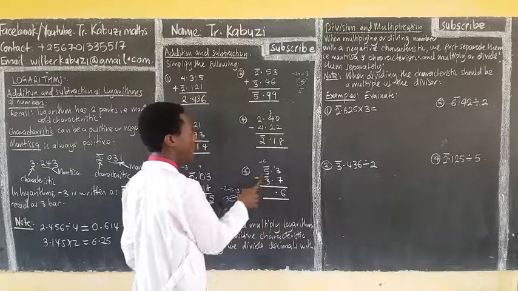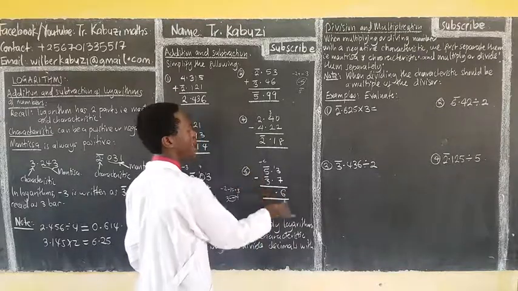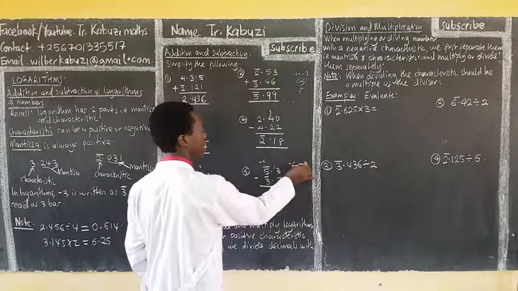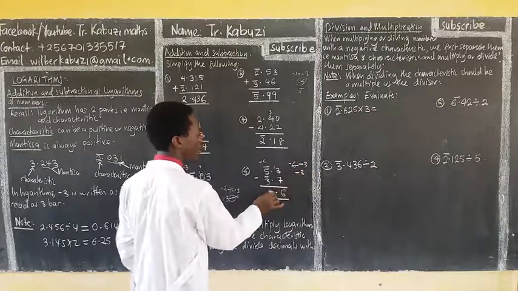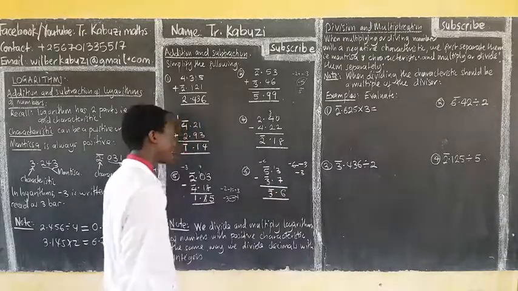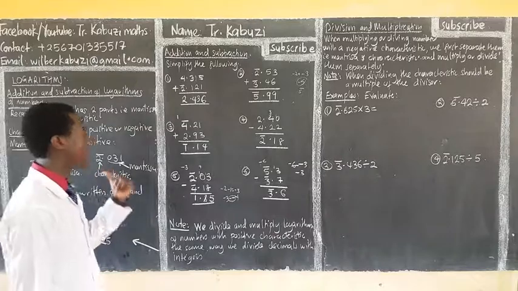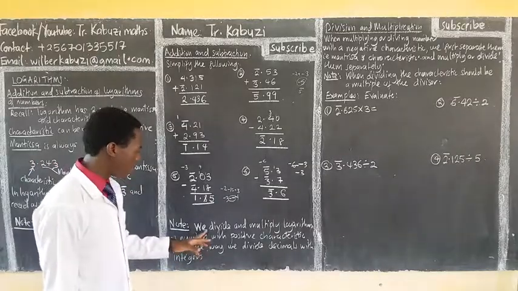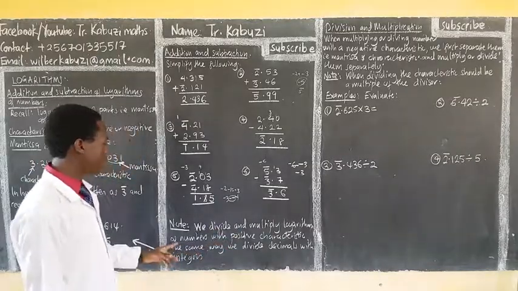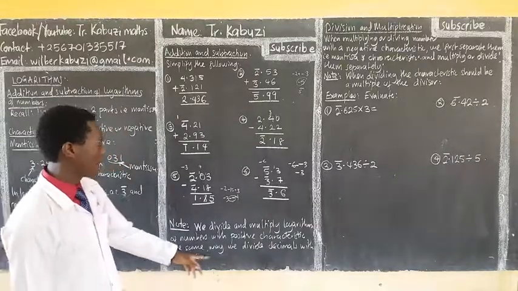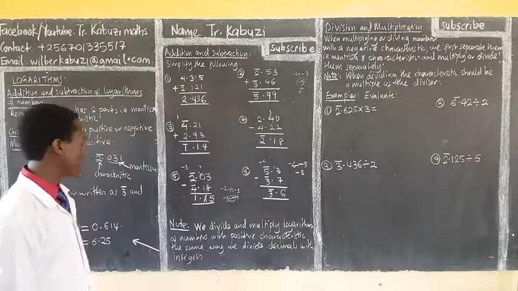Point. Now negative 3 minus. Now I have negative 3 minus 3, which will be negative 3, which will be 3 bar. As simple as that. So that's how we add or subtract logarithms of numbers, when we divide and multiply logarithms of numbers with positive characteristics the same way we divide decimals with integers.